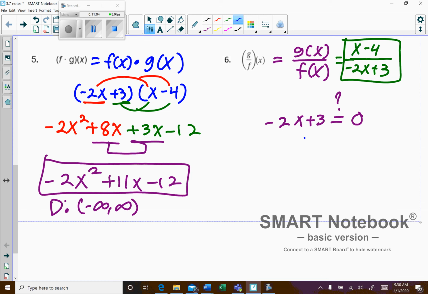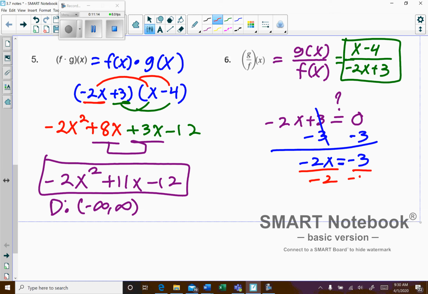So I'll start by subtracting 3 from both sides. So negative 2x equals negative 3. And then we're going to divide by negative 2. So we're going to end up with x equals positive 3 over 2. Now what you want to remember is that's actually an excluded value. So I'm going to put x cannot equal 3 over 2. Those double negatives canceled out, and that's why I don't have those negative signs any longer.